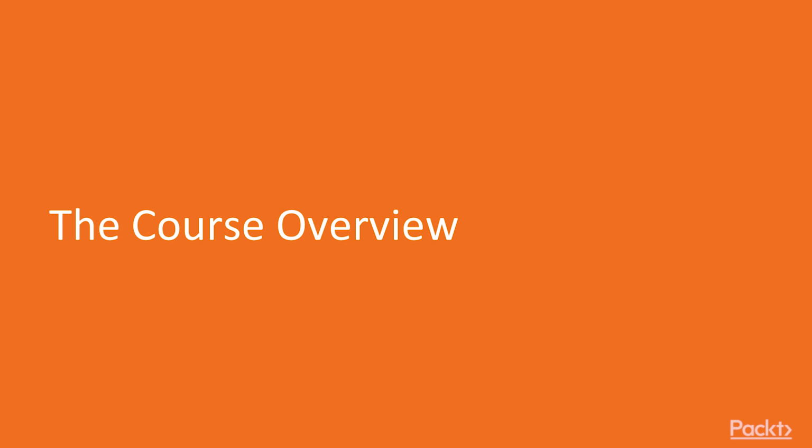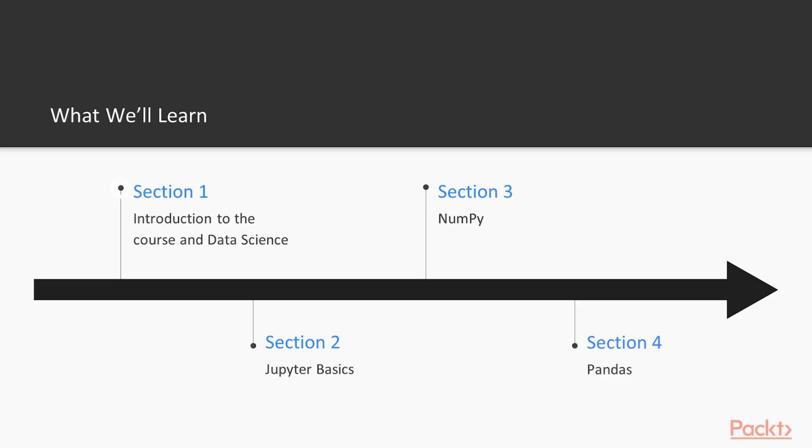The roadmap of the course. In Section 1, we will introduce the course and also talk about data science. Section 2 will be about the basics of Jupyter, which is going to be our coding environment for the rest of the course. In Section 3, we will learn about NumPy, which is the fundamental scientific and numerical package in Python.